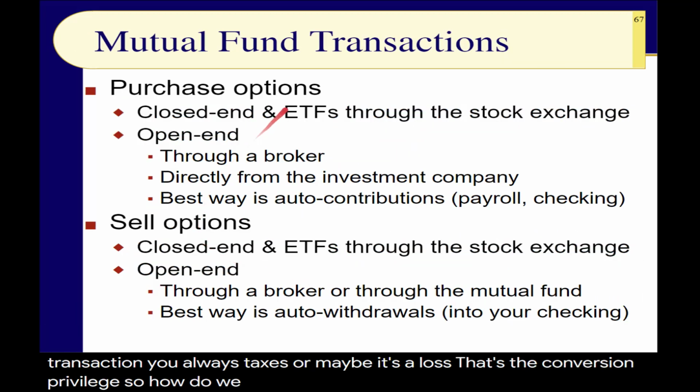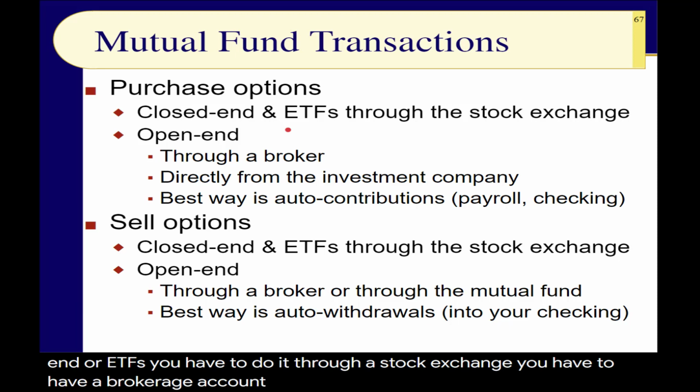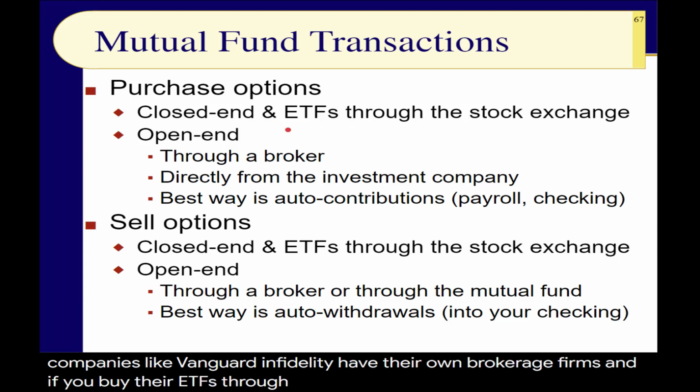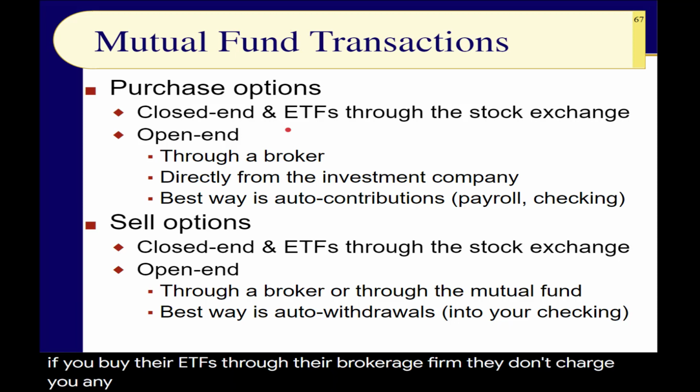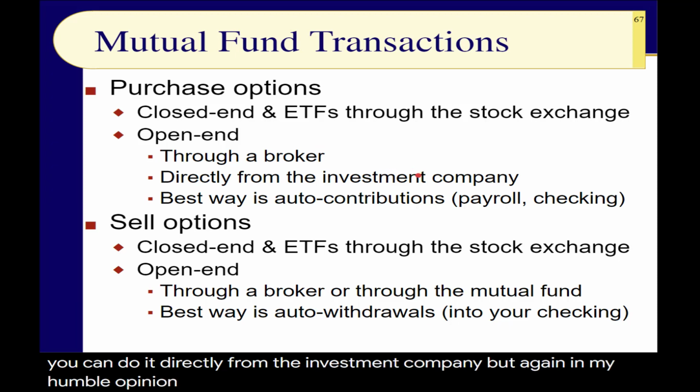So how do we purchase our mutual funds? Well, if they're closed-end or ETFs, you have to do it through a stock exchange. You have to have a brokerage account. And we said that some of the mutual fund companies like Vanguard and Fidelity have their own brokerage firms, and if you buy their ETFs through their brokerage firm, they don't charge you any commissions. The open-ended, you can do it through a broker, you can do it directly from the investment company, but again, in my humble opinion, automatic contributions from your payroll, from your checking account.